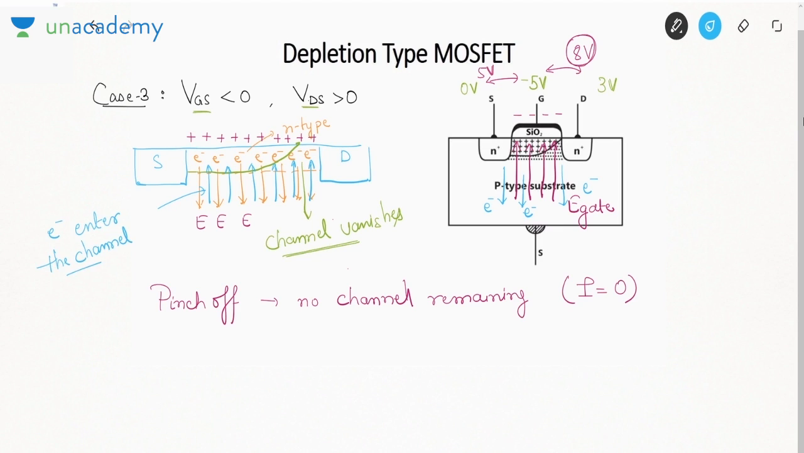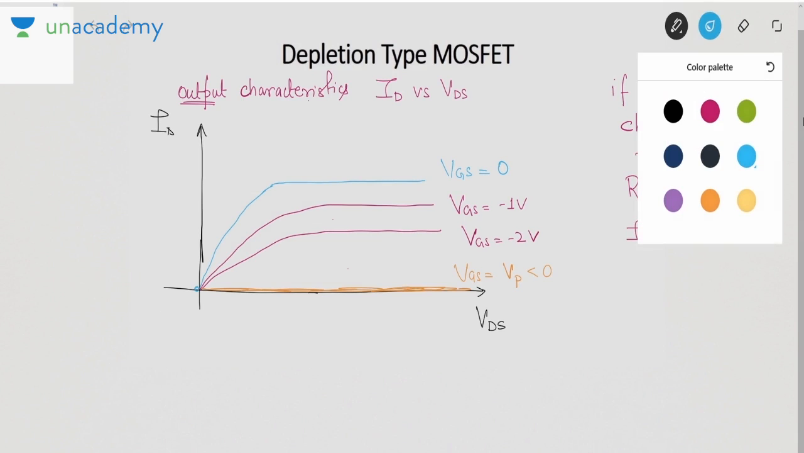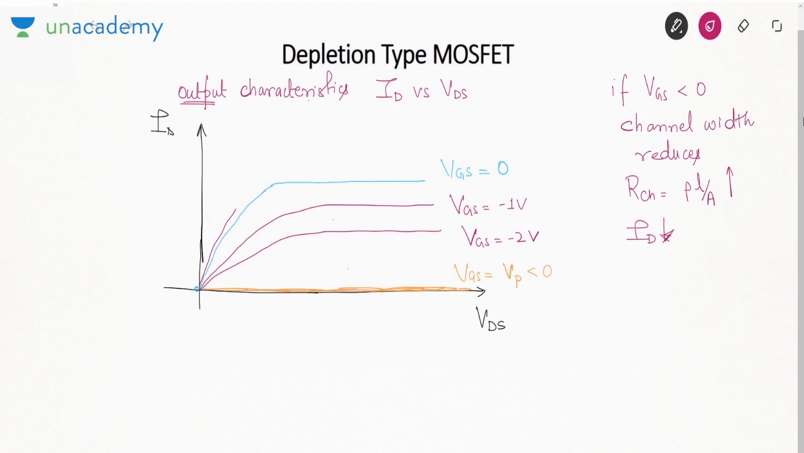When we are applying negative voltage, electrons are pushed away from the channel, and when we apply positive voltage, electrons enter the channel, which means the width of the channel will increase. If the width of the channel increases, the channel resistance will decrease. In that case, the drain current will increase. Okay. So if you apply positive voltage, then the drain current will be higher. Is it fine?